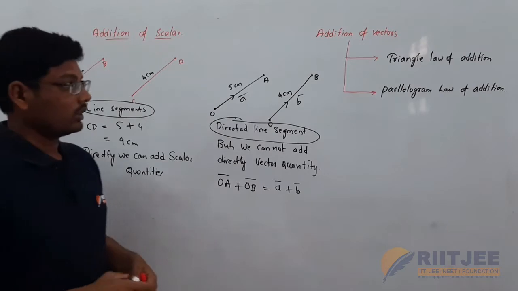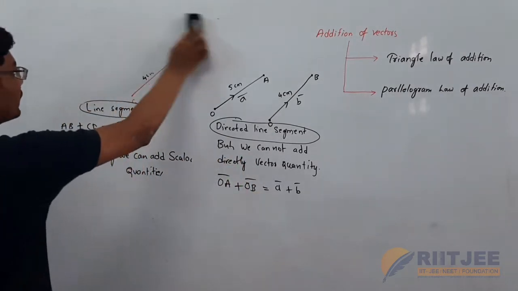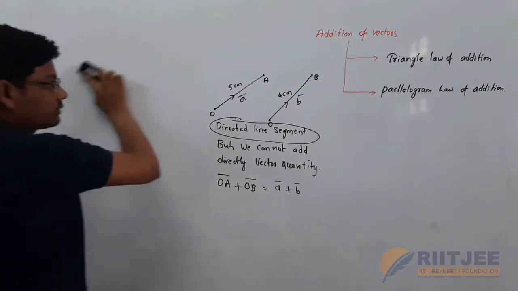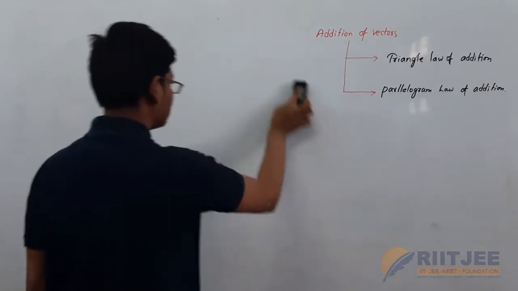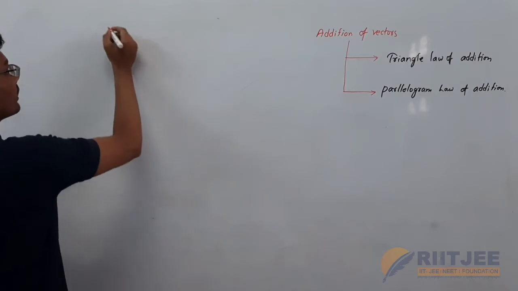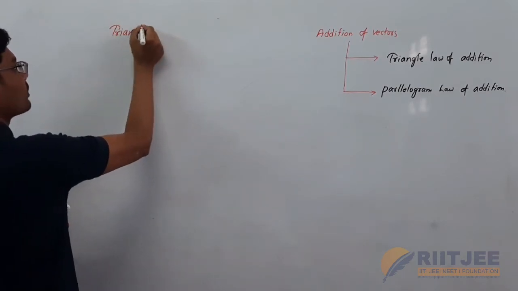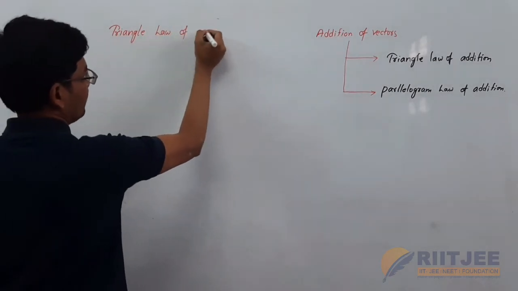Now the next one is the triangle law of addition. How can we add two vectors in the form of the triangle law of addition? Let us discuss the triangle law of addition.